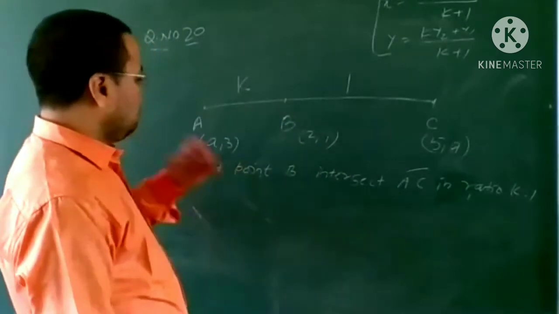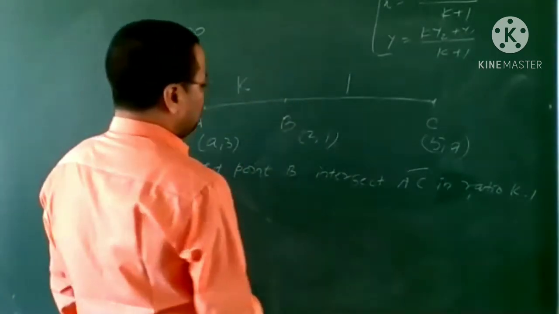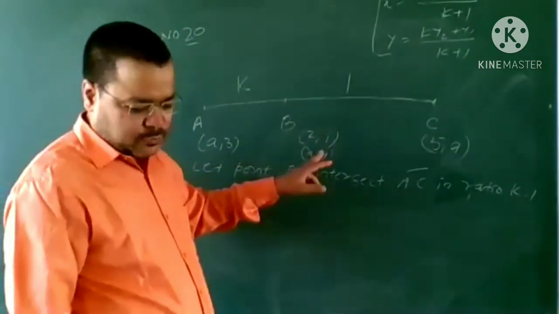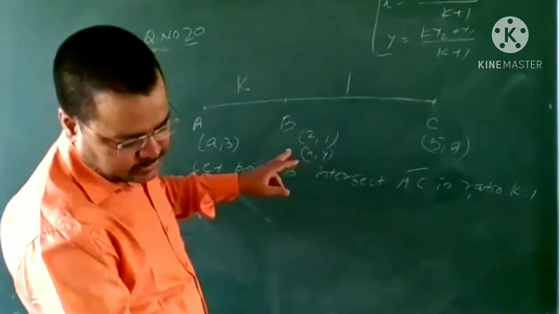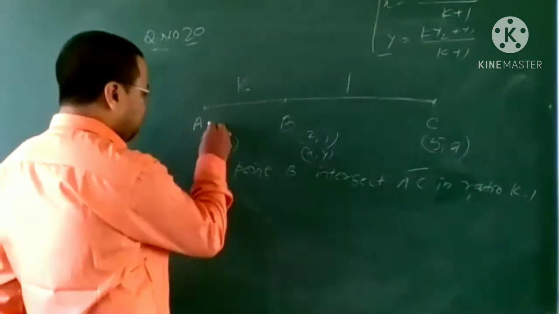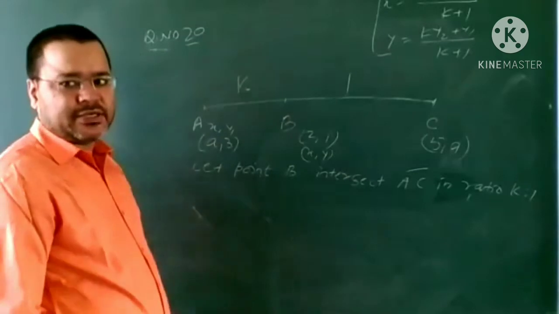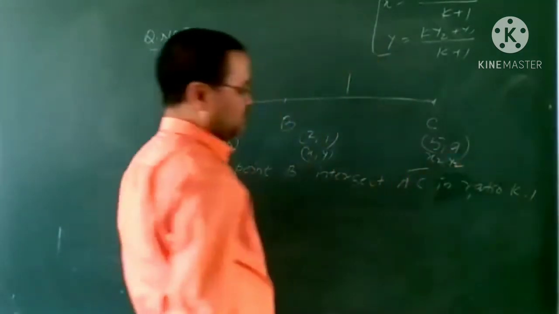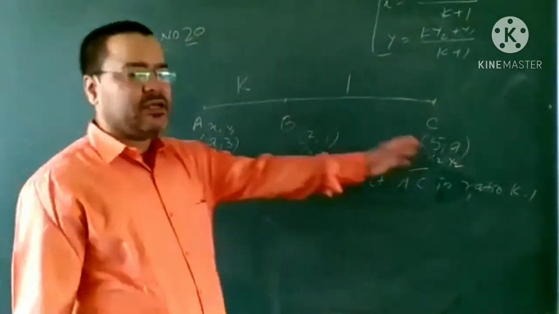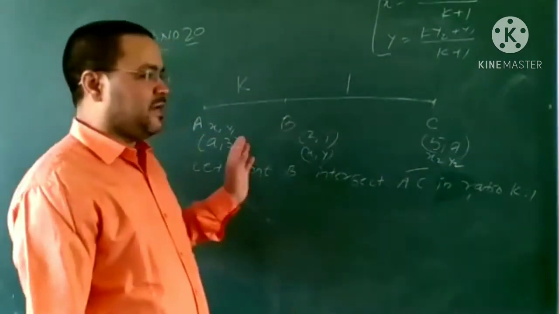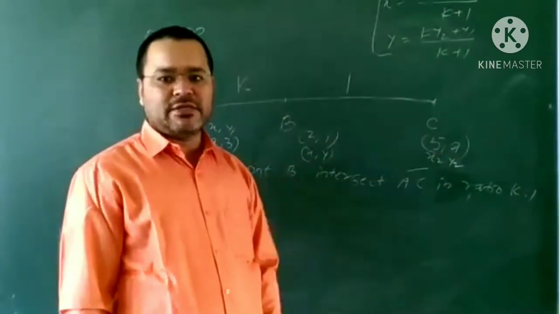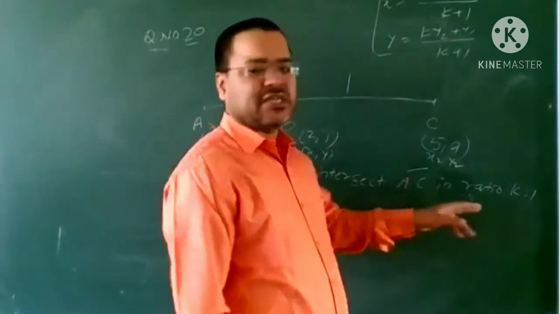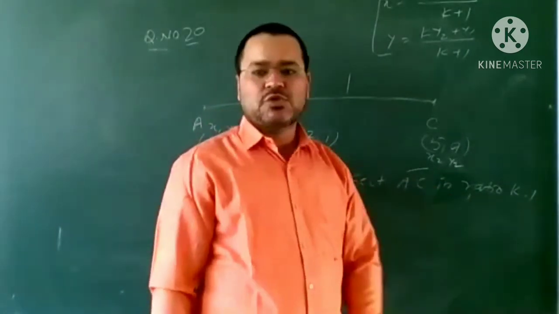So here, first of all, let this be (x, y). Here (x, y), (2, 1) is given as point B. And here (a, 3) is (x1, y1), and here (5, a) is (x2, y2). What we are doing: just make a line, take three points A, B, C, and coordinates are given. According to the question, we write the coordinates, and let point B intersect line segment AC in ratio k is to 1.